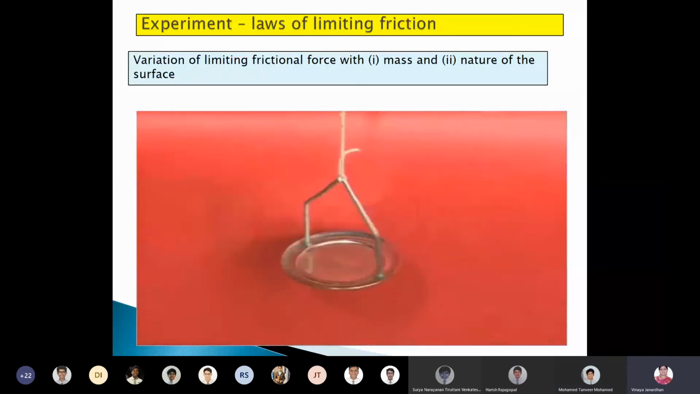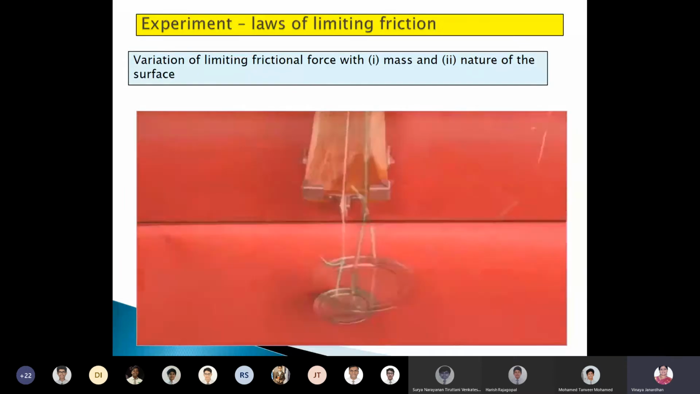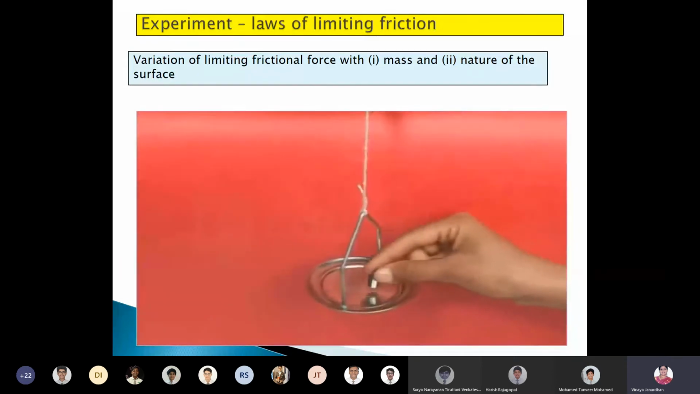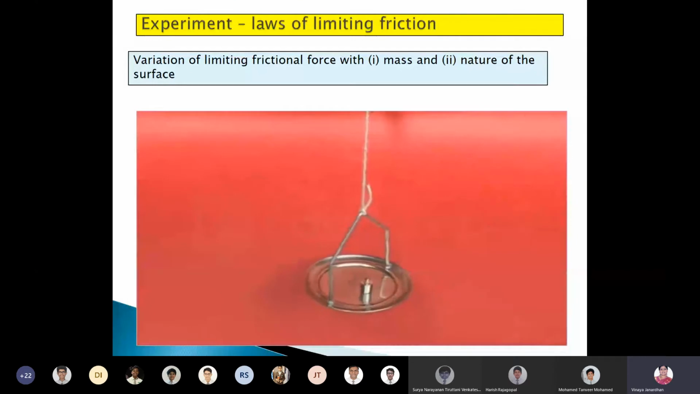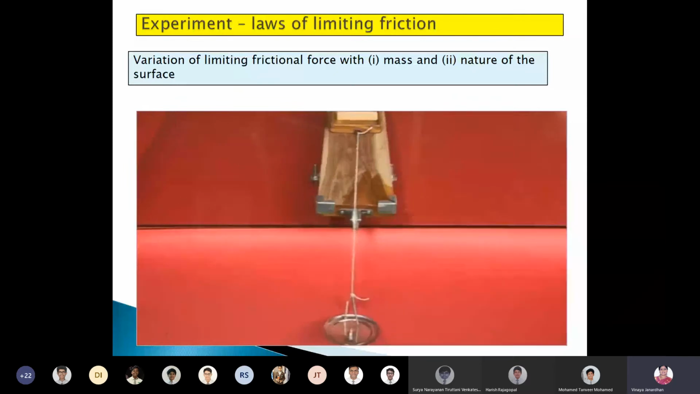Ma'am, we are not able to see the video clearly. Okay. So can I send the link? Then everyone can watch it. Can you do it after the class? That you can do after the class. I'll just complete this because I have to start with the laws of limiting friction.